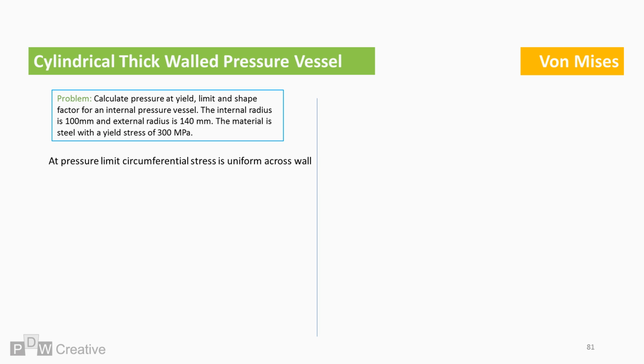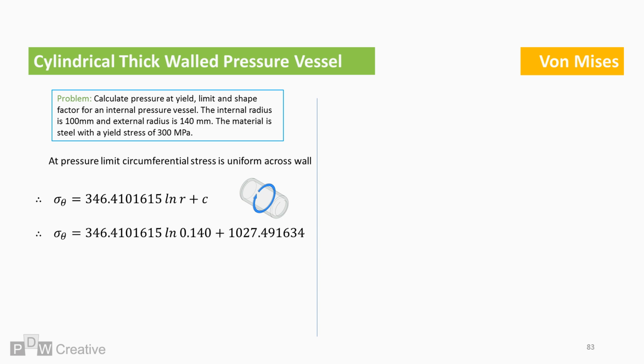At pressure limit, circumferential stress is uniform across the wall. So first, let's set the stress equation, then input the constant, and this time the outer radius is used as stress has now reached the outer wall, and the stress at 346.41 megapascals is equal to stress max.